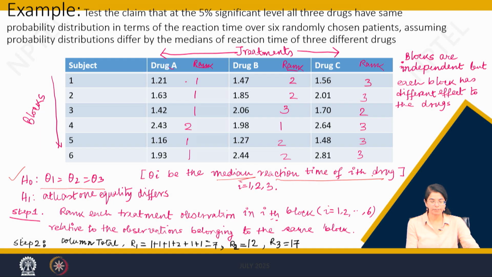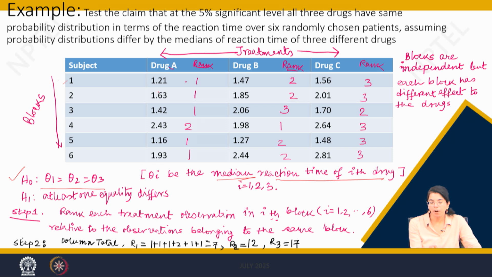Now the step 1, rank each treatment observation in ith block. So it is your block. Subject 1 is first block. How many blocks are there? 6 blocks are there. So you have to rank 3 observations, 1.21, 1.47 and 1.56. So only 3 observations. The task is extremely easy.